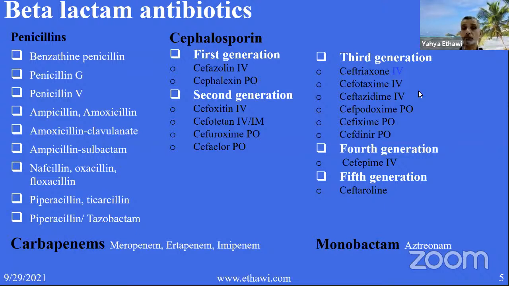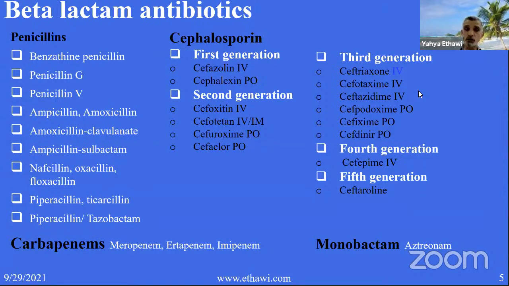So let's speak about the penicillin. The first penicillin is benzathine penicillin. It's long-acting. We give it IM, and we give it, for example, as a prophylaxis in rheumatic fever, and usually we give it as 1 dose. Or we can give it 1 dose every week or every 2 weeks, and even every 1 month.